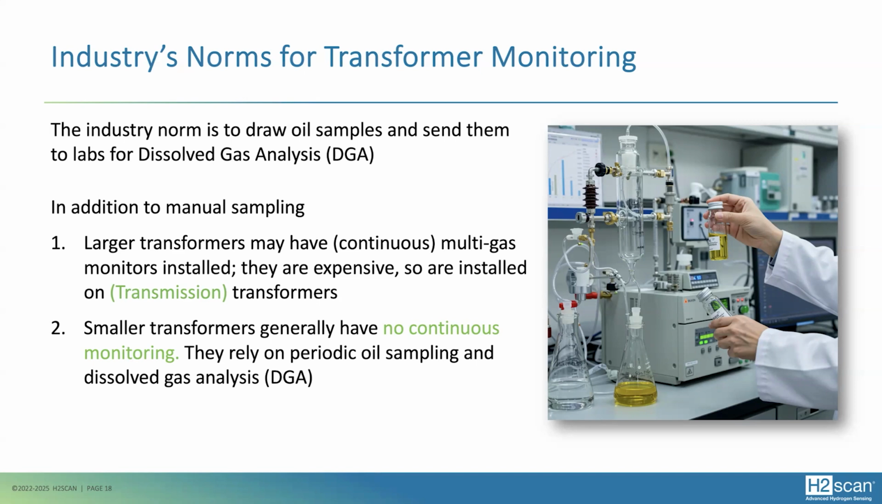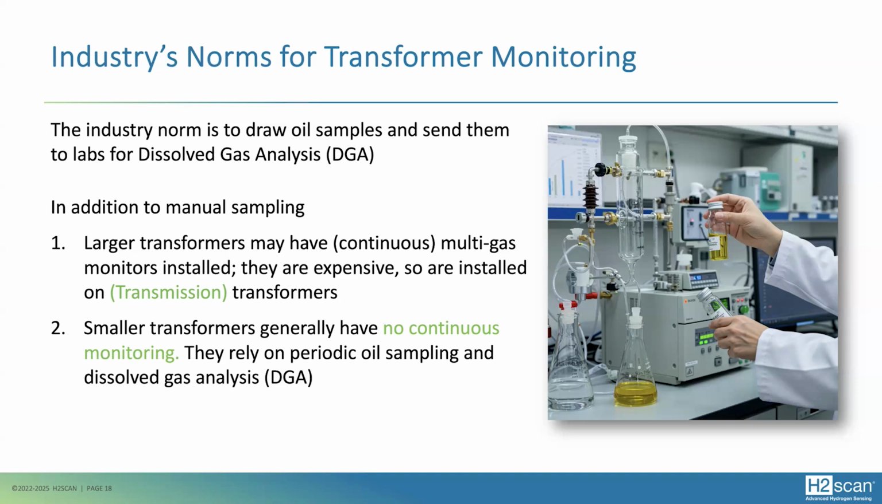And in addition to that, larger transformers will have what we call continuous multi-gas monitors installed. So you don't have to draw a sample, you don't have to send it to a lab. You put on a multi-gas monitor, and it's a great tool because it's going to, in a modest real time, calculate and report back to you the concentrations of all the different gases that are in your transformer. The truth is, these are expensive. They are not cheap. Some of them require a fair amount of maintenance, some less. But because of their cost, it's really difficult to put them onto smaller transformers.